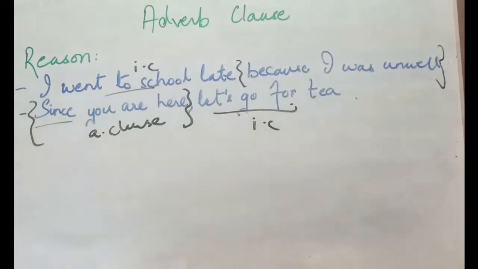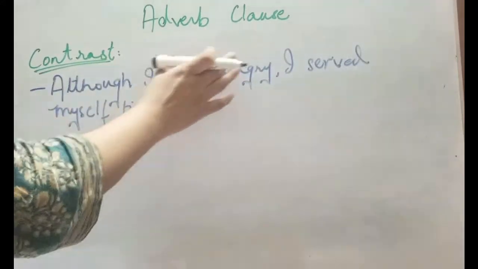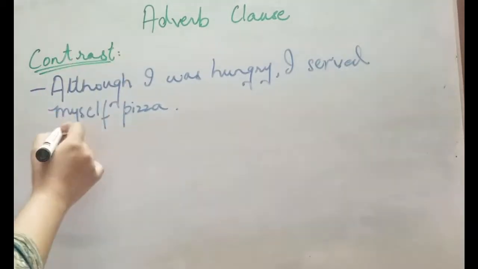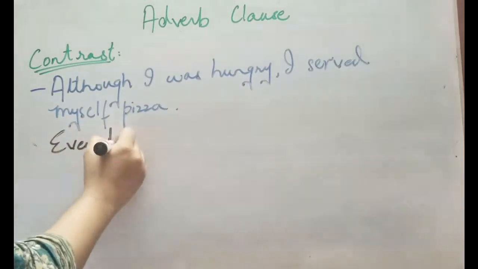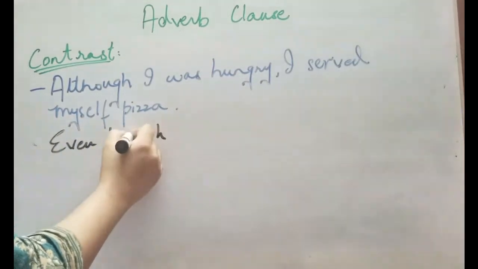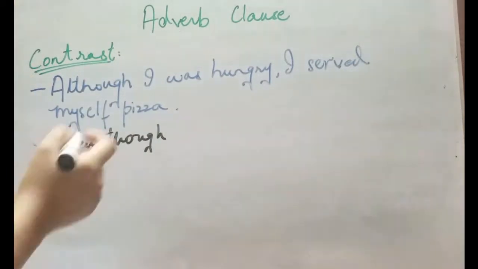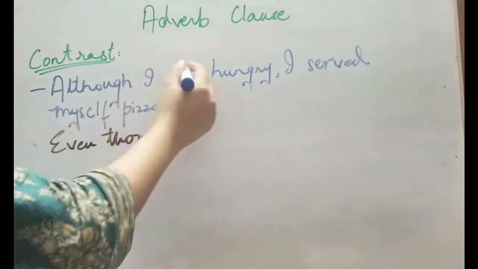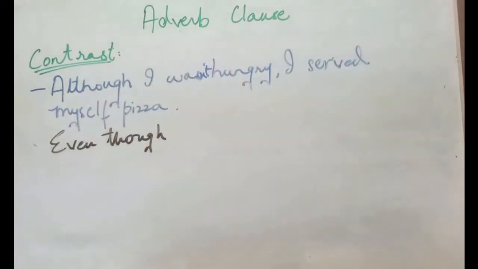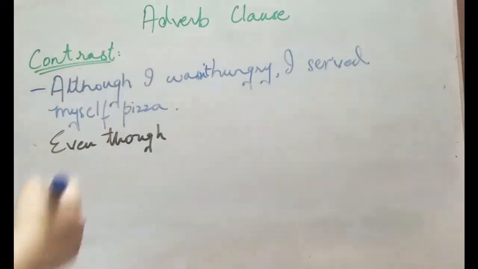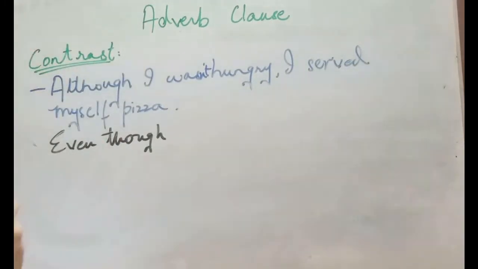Let's move on to the contrast part. Although I was hungry, I served myself pizza. Okay, even though or although, both are the same. You could even use even though. So you are having a contrast over here: although I was hungry, I served myself pizza. Right. So even though I wasn't hungry, I served myself a pizza. Right. So this is the contrast part.